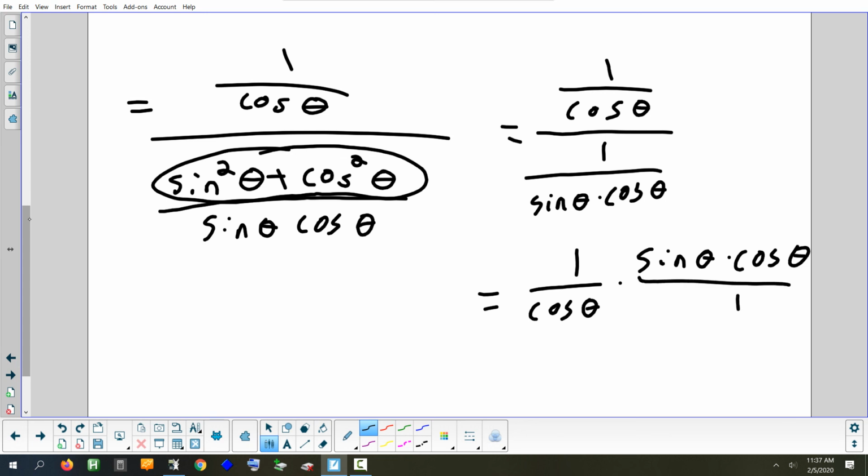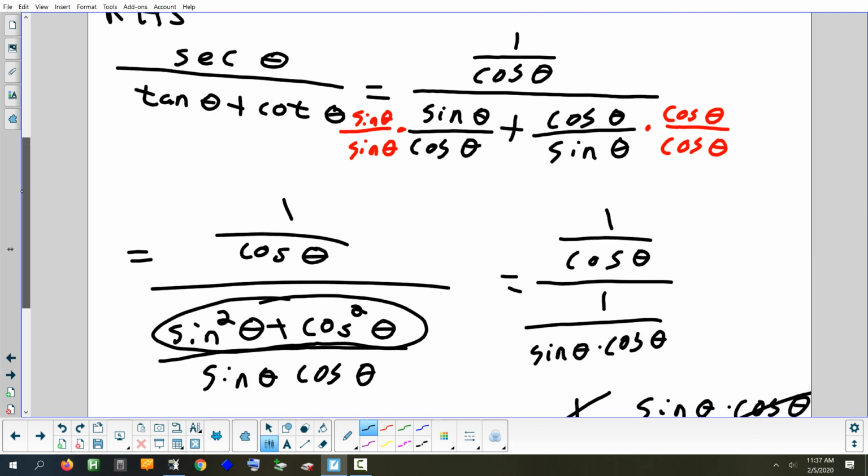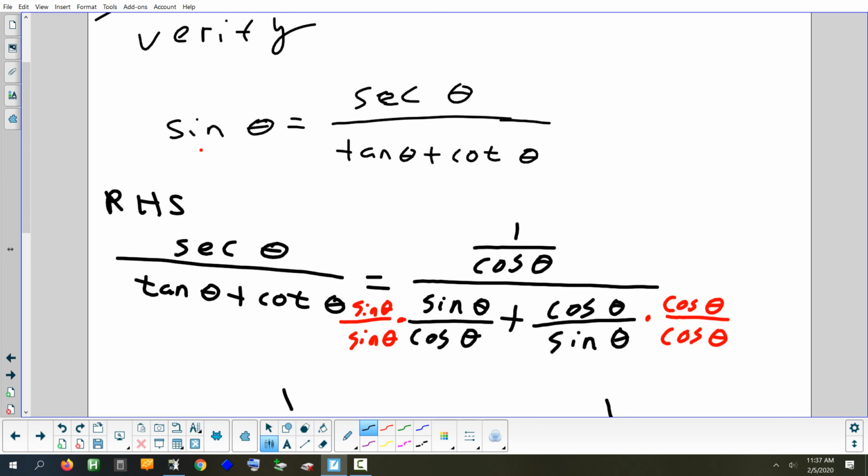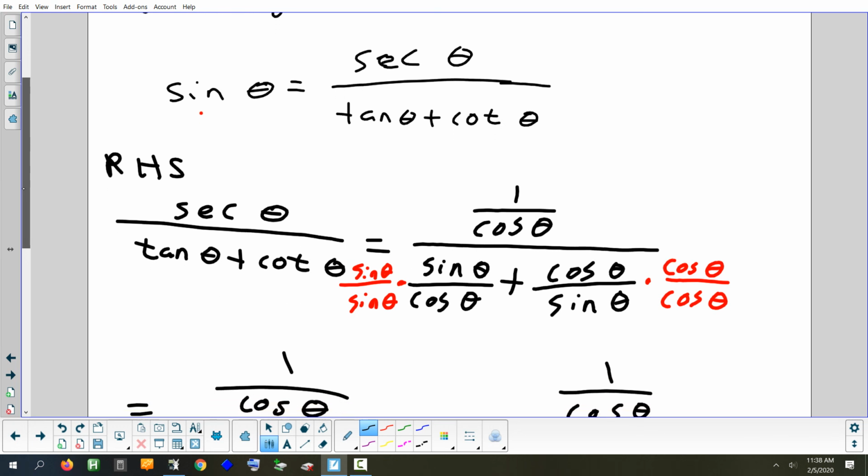Okay. What's going to happen when you multiply these two fractions together? The cosine would cancel out. The ones would cancel out. And what are you left with? Sine. So you're left with sine. That's as simple as you could get it. Scroll back up and see if that's what they told you were supposed to get. Yes, it was. So we just proved that what's on the right turns into sine.